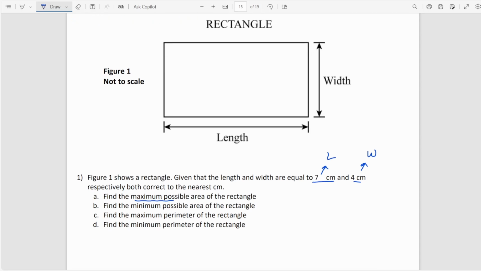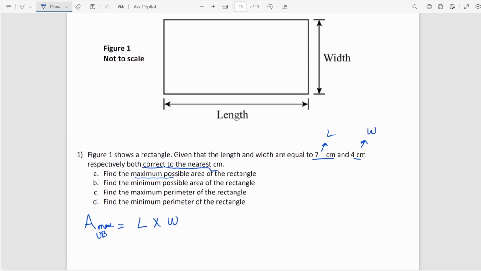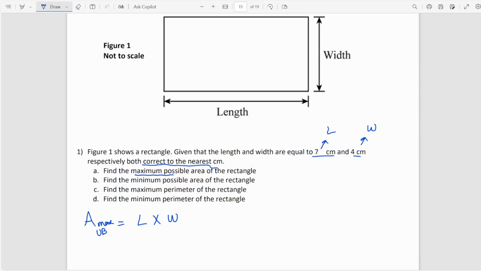Okay, so we want the area max, or the upper bound of the area. And now we know that the area of a rectangle is length times width. Now, both the length and the width are correct to the nearest centimeter, which means they both have an upper and a lower bound. So we want the upper bound for the area, and we have length times width, so multiplication. To achieve an upper bound from a multiplication, we want the left-hand side to be upper bound and the right-hand side to be upper bound as well.